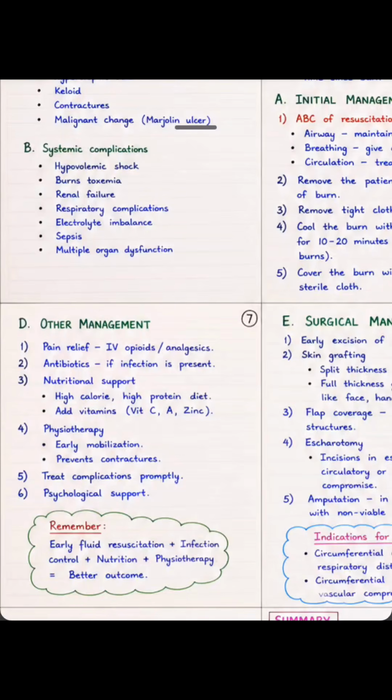Physiotherapy, this is very important. Why? Because burns can result in contractures, so early mobilization prevents contractures. Okay, treat complications promptly. Any complication should be recognized and treated early. Psychological support, burn can also have a major psychological impact on the patient. Psychological support is an important part of management.